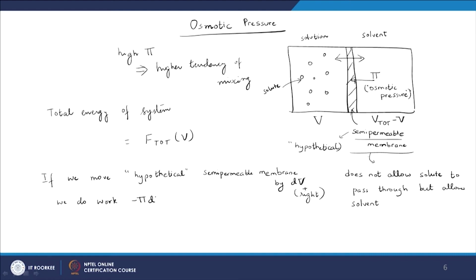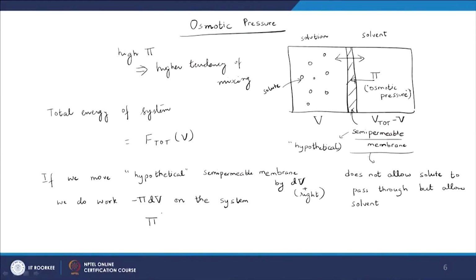minus pi dV on the system, just because they are in opposite direction. If you think of work done by the system, it is pi multiplied by dV. So, then pi should be equal to minus dou f dot by dou V, because the change in the free energy is the work done. Okay.